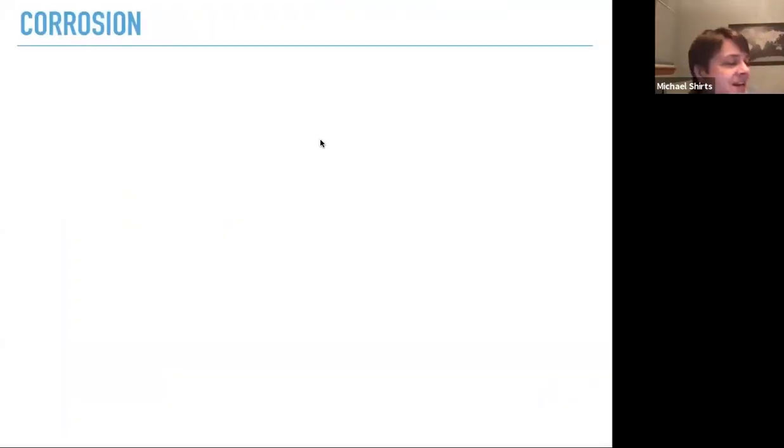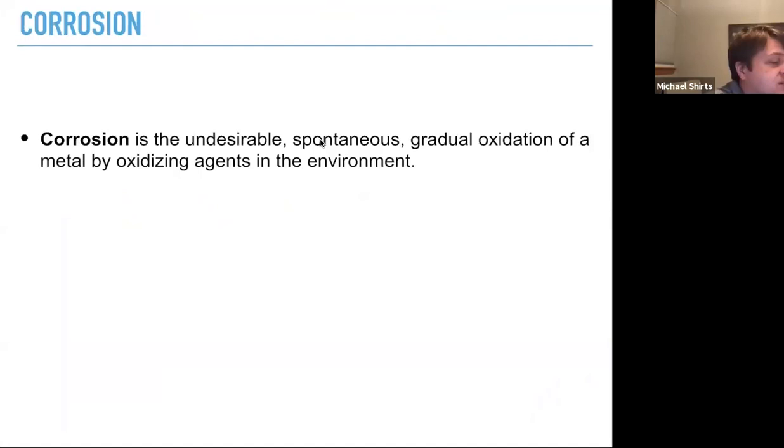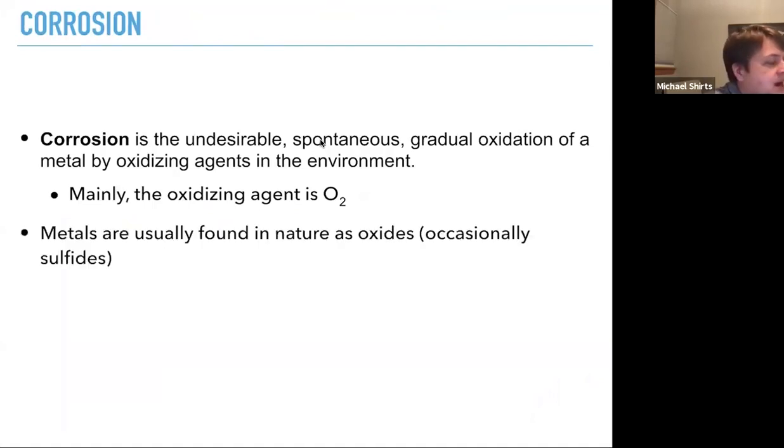So corrosion is a type of redox reaction. Corrosion is undesirable, spontaneous, gradual oxidation of a metal by oxidizing agents in the environment. So mainly the oxidizing agent is oxygen. Pure metals are something that nature doesn't like very much. Virtually always you can get to a more stable state by oxidizing metals.